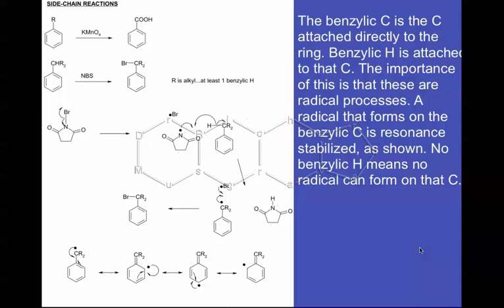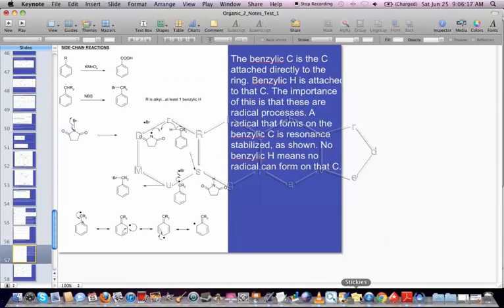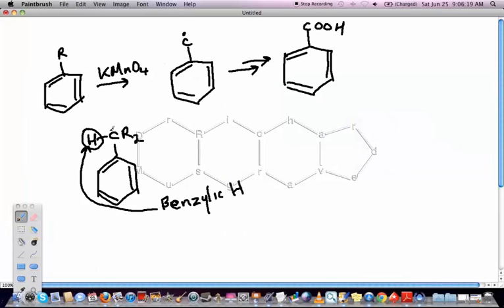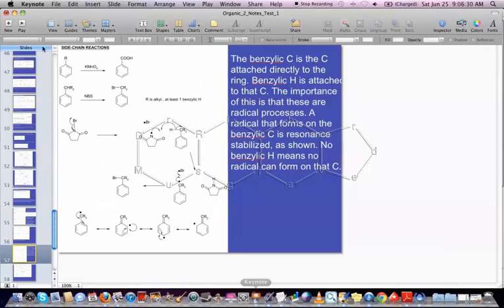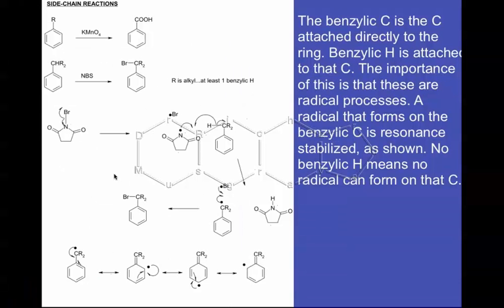Now, a benzylic hydrogen, I'll show you over here, is a hydrogen connected to the carbon connected to the aromatic ring. When this hydrogen is removed to leave a single electron on this C, this single electron is subject to resonance. That is, it can move around the aromatic ring because of where it is.